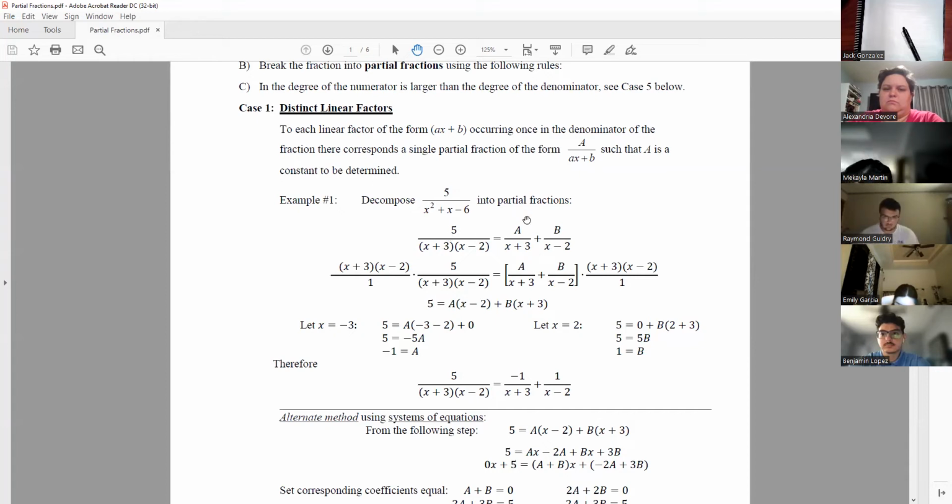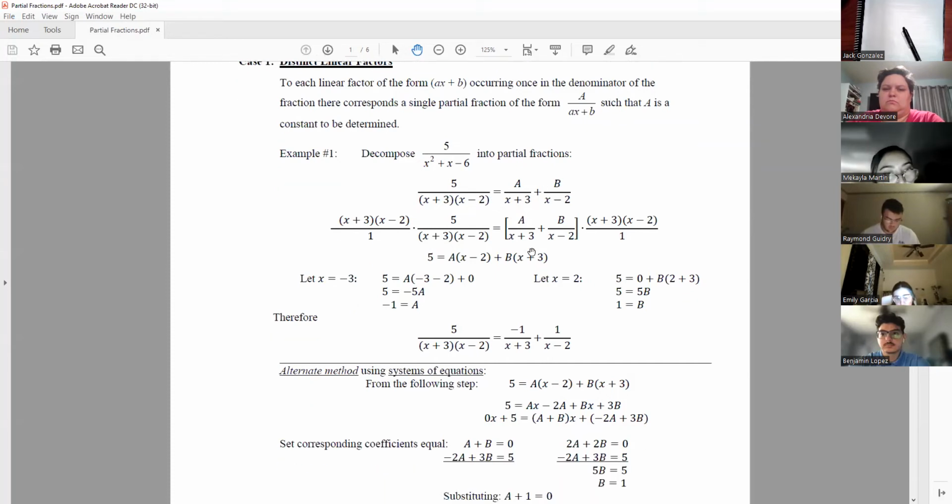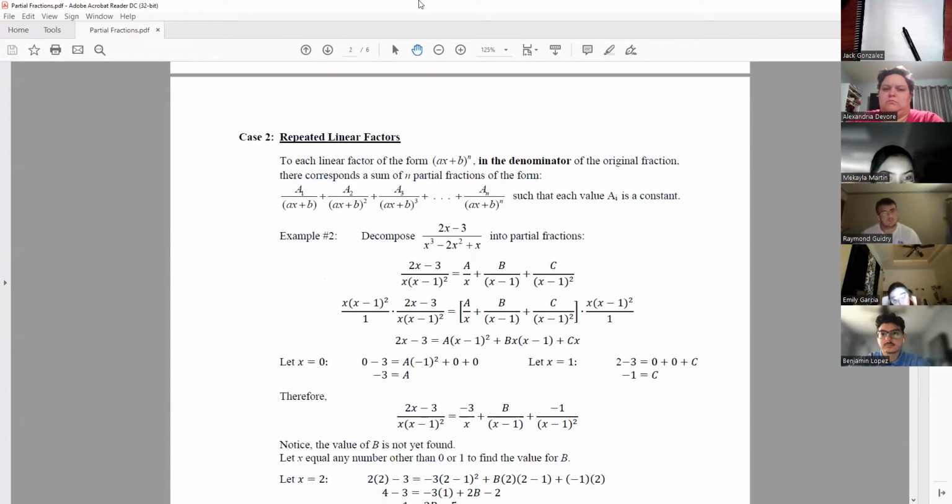Does everyone see this first setup? We'll talk about it some more in a minute. The other one, I'll write this down on the paper in a few minutes.